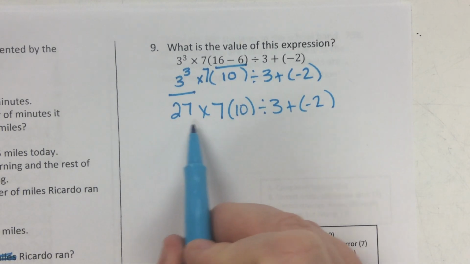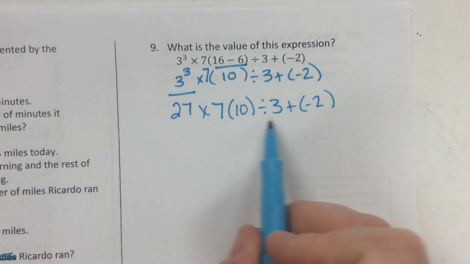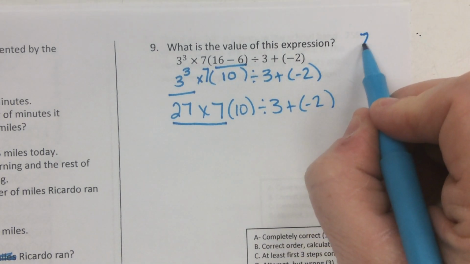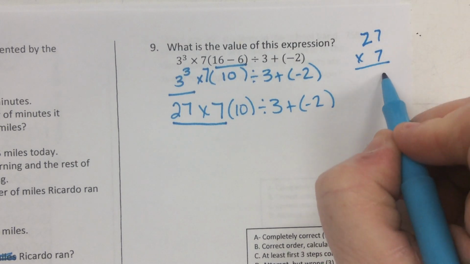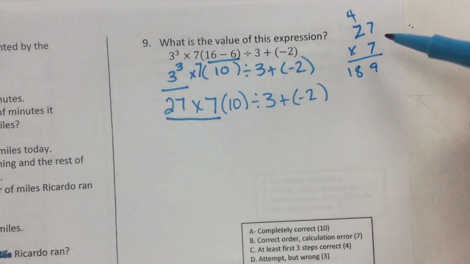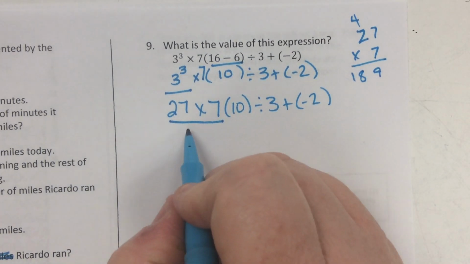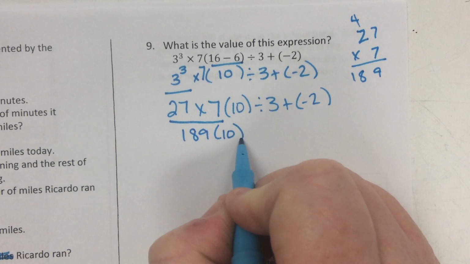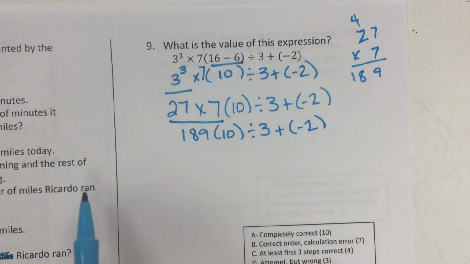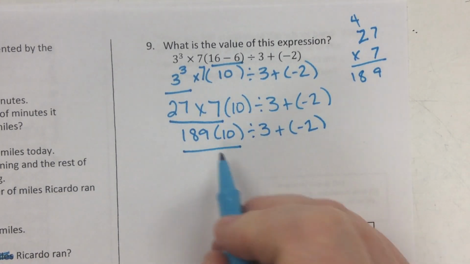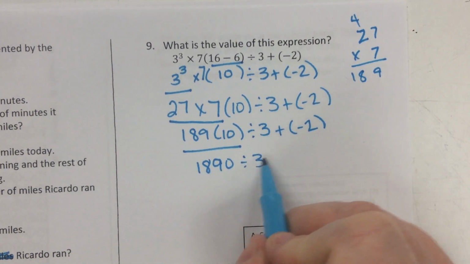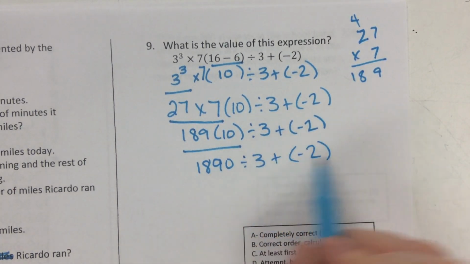Next thing I have multiplying and dividing. So I'm going to have to go left to right. I have to save that subtracting till the end. 27 times 7, that's where I can go over here. 189, is that right? So 49, yep. 189 times 10 divided by 3 plus negative 2. Now I'm going to keep going left to right. 189 times 10 is 1,890. Remember, I add a 0. Divided by 3 plus negative 2. I'm going to go over here and do my division.